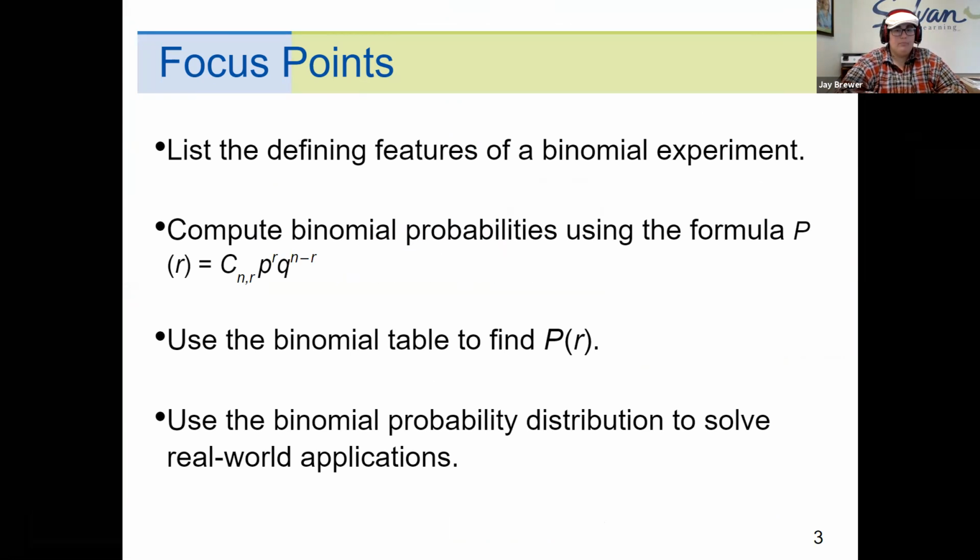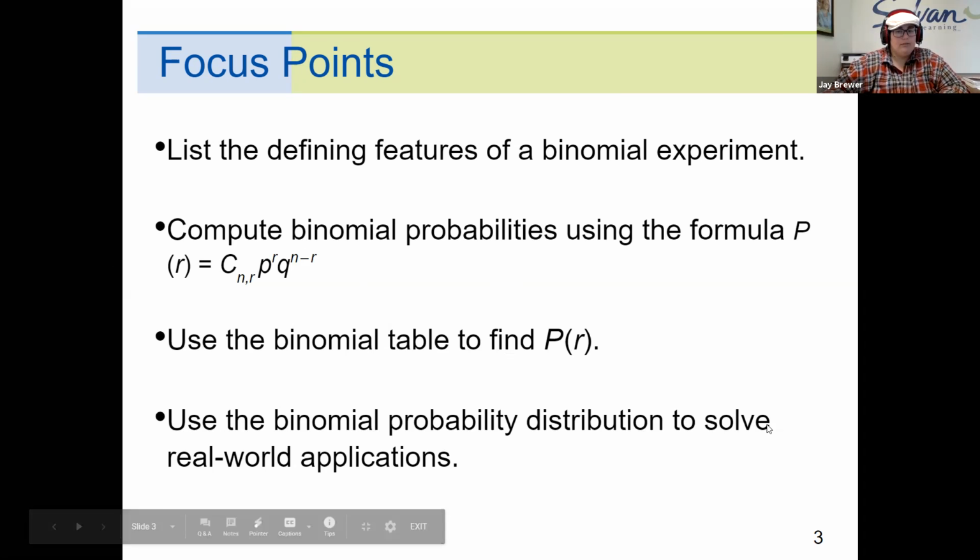Okay, focus points. List the defining features of a binomial experiment. Compute binomial probabilities using the formula P of R equals C sub N R, P to the R, and Q to the N minus R. Okay, so all of this should look somewhat familiar to you. Use the binomial table to find P of R and use the binomial probability distribution to solve real world applications.